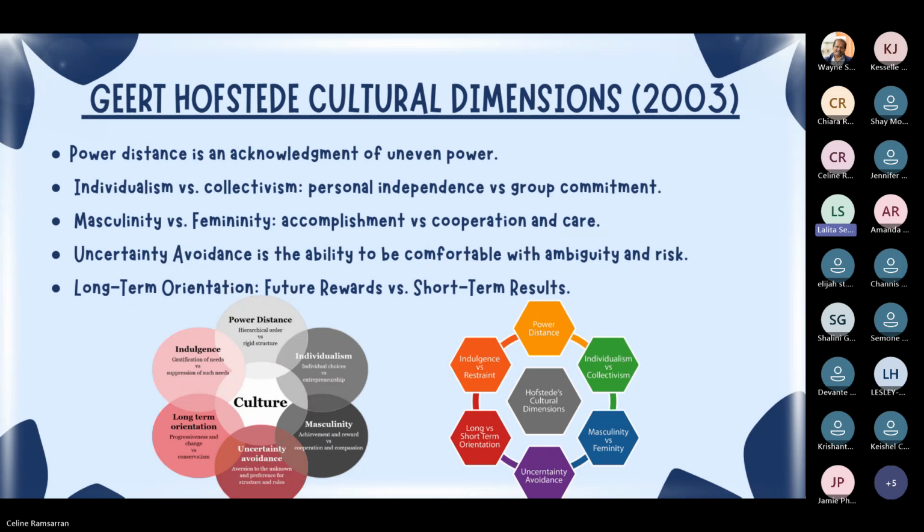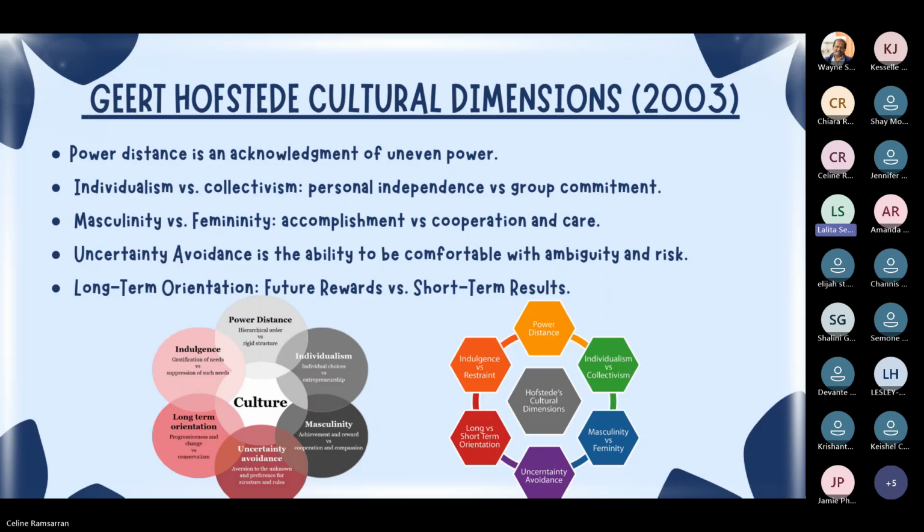Masculinity versus femininity. This indicates whether a culture prioritizes competition and success over care and quality of life. Masculine cultures emphasize ambition, boldness, and performance. Empathy, cooperation, and work-life balance are more valued in feminine cultures. Leaders could customize motivation, recognizing performance in masculine circumstances, while also encouraging teamwork in feminine ones.